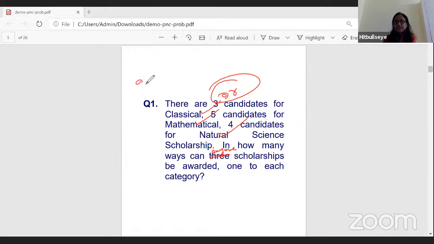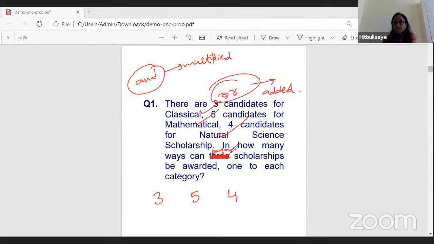So whenever it is an and language in the question, the options or the ways are multiplied. Whenever it is an or kind of a language in the question, the options or the ways are added. So for the first scholarship, I have 3 options. For the second scholarship, I have 5 options. For the third scholarship, I have 4 options. But if the language of the question is changed like this, I mean either to do the first one or to do the second one or to do the third one. That's correct, Ananya. In that case, you will be adding it up.